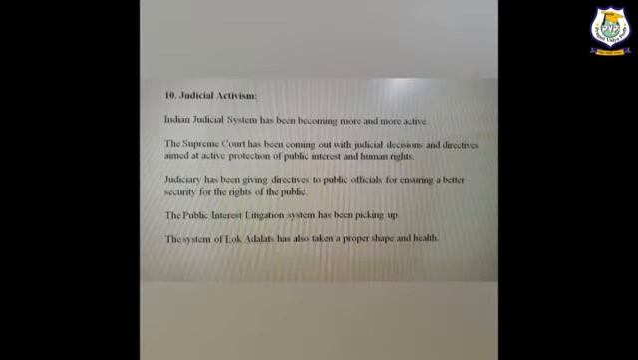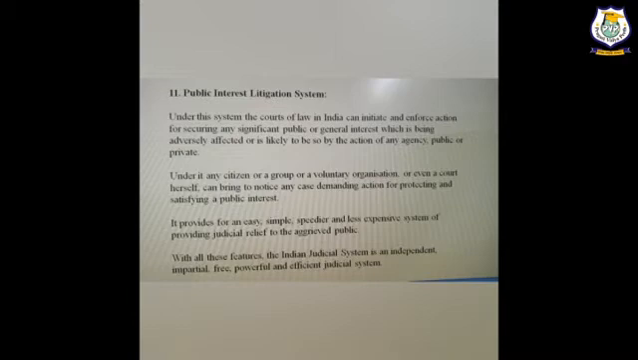Tenth point is judicial activism. The Indian judicial system has been becoming more and more active. The Supreme Court has been coming out with judicial decisions and directives aimed at active protection of public interests and human rights. The judiciary has been giving directives to public officials for ensuring better security for the rights of the public. So 11th is PIL.